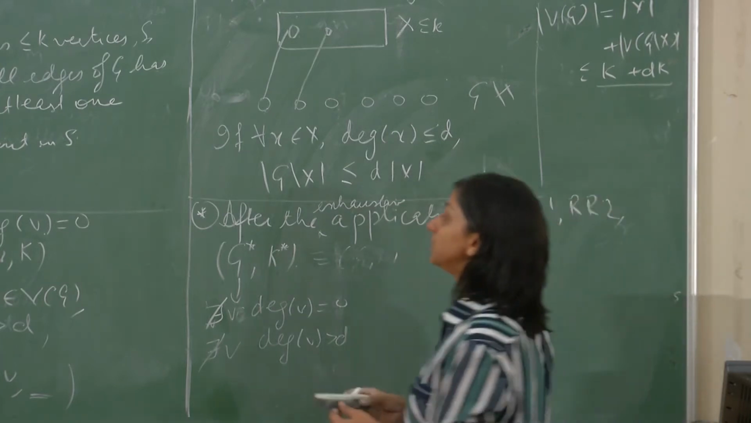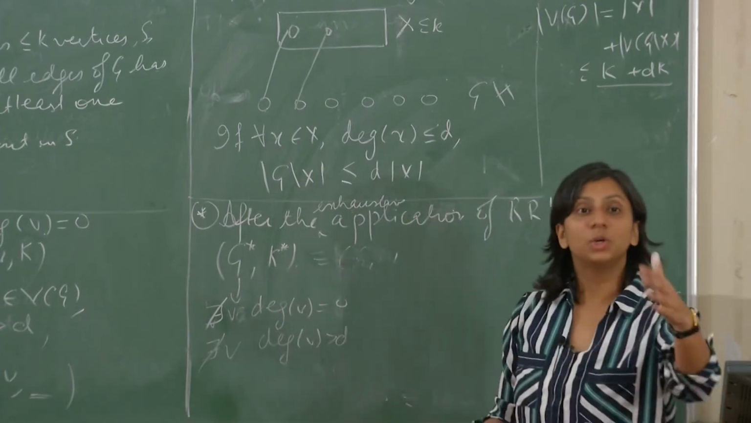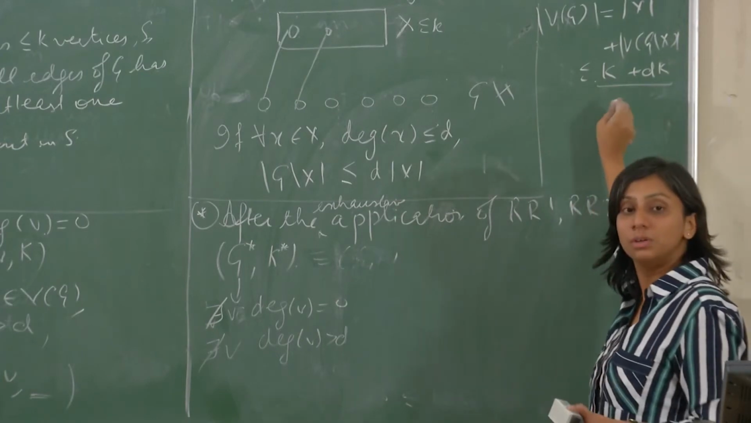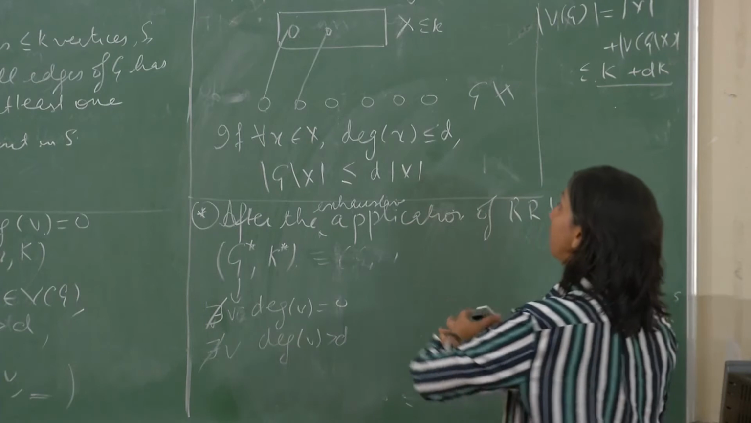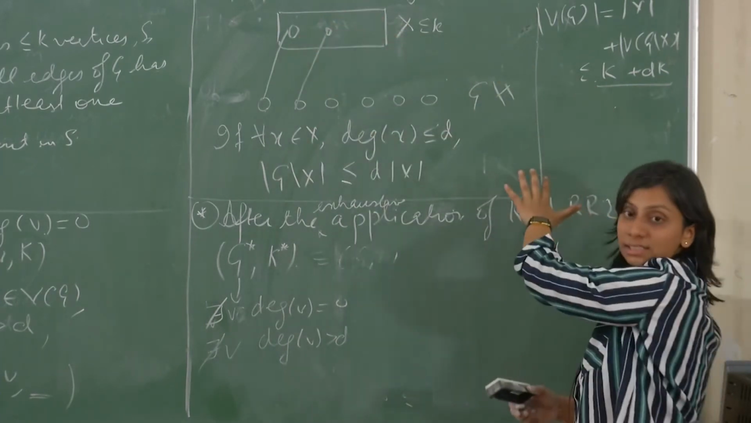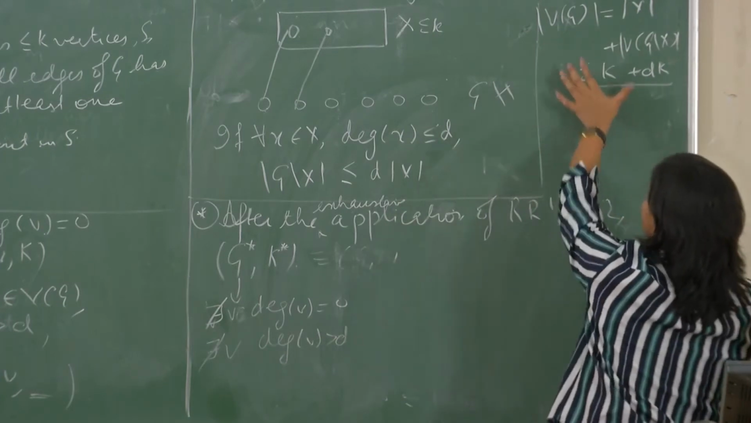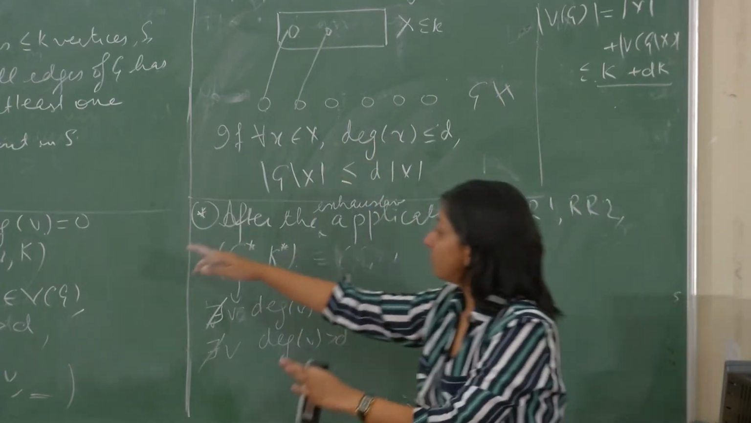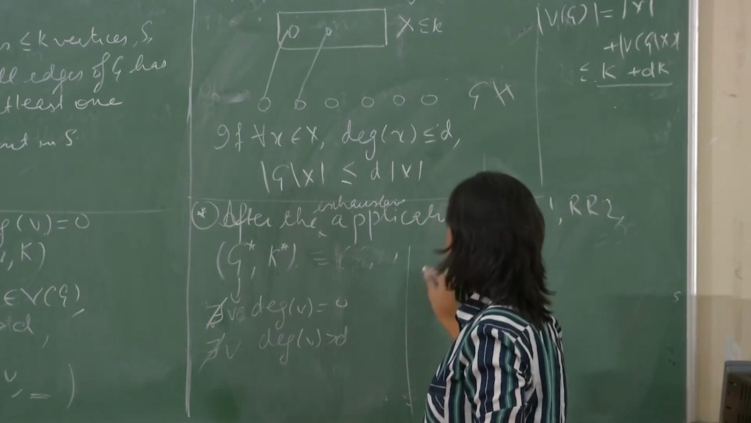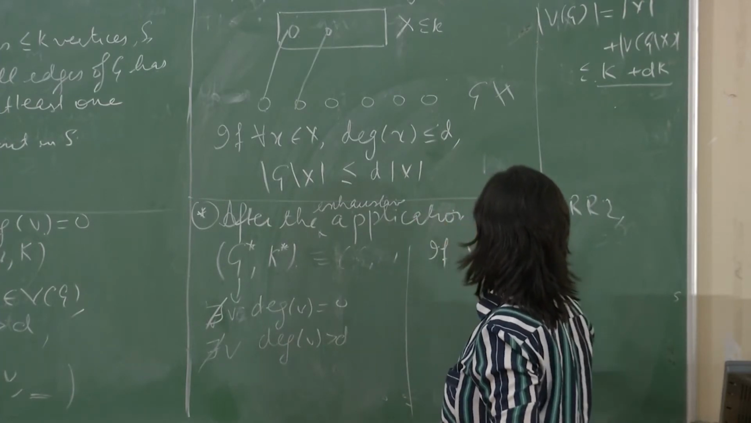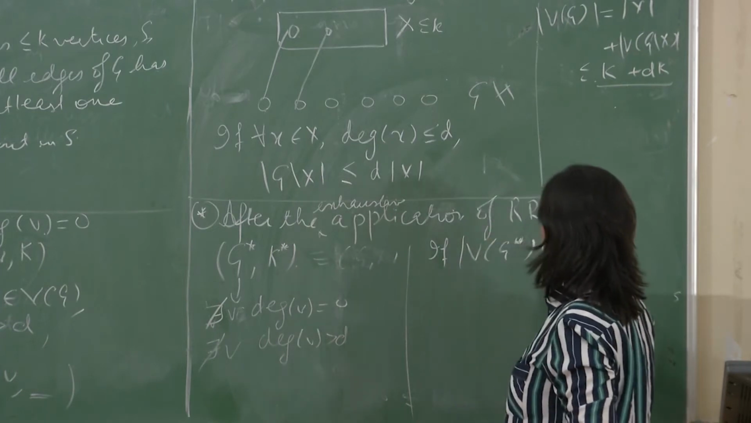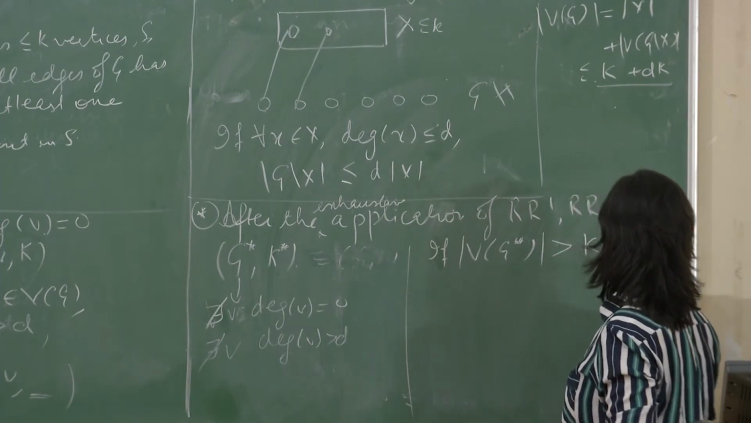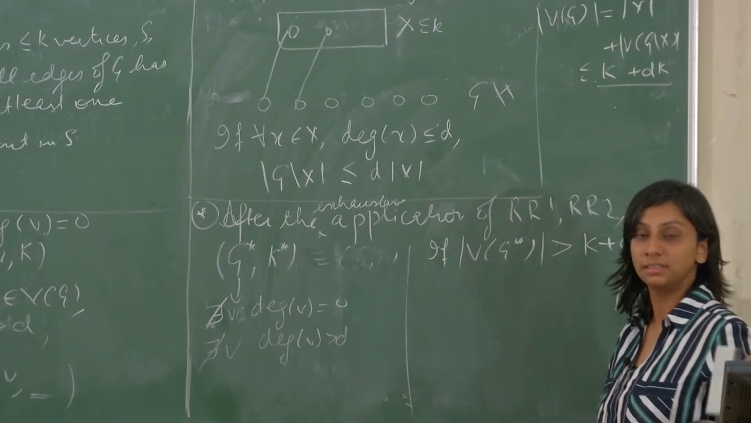Basically, what we do is we apply these reduction rules, and then we just check the number of vertices in the input instance. If it is greater than this number, then what do we know? This is the contrapositive. We proved if it's a yes instance, then the number of vertices is at most this. The contrapositive is that if the number of vertices happens to be more than this, then that's a no instance. So after the application of these reduction rules, we just check the number of vertices in G star. If it is greater than k plus dk, we know it's a no instance. In this case, just return a trivial no instance. Otherwise, what do we know?